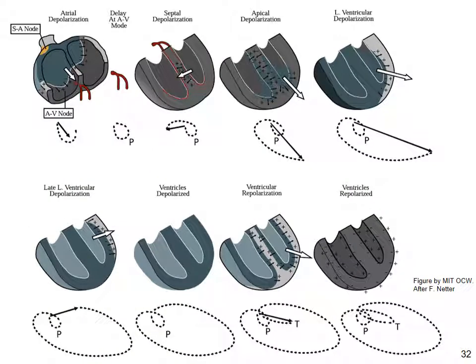Now here's just another diagram effectively trying to describe how the vector summation of the heart is happening. I'm not going to spend too much time on this, but it's a useful diagram to study and think through, and it might help reinforce the vector summation concept that we're talking about here.